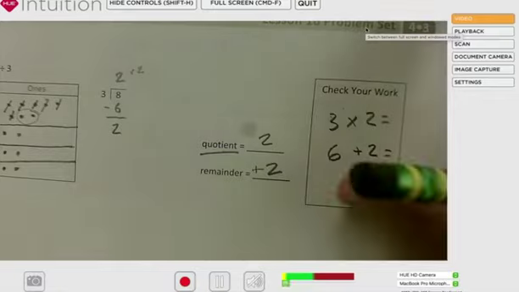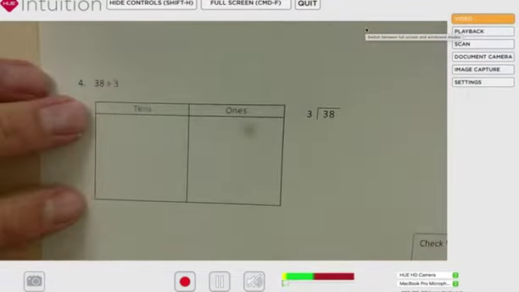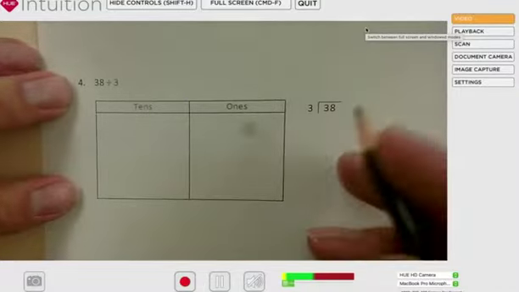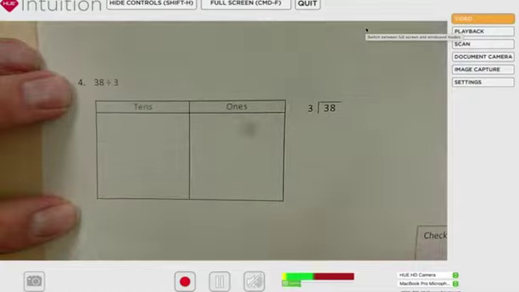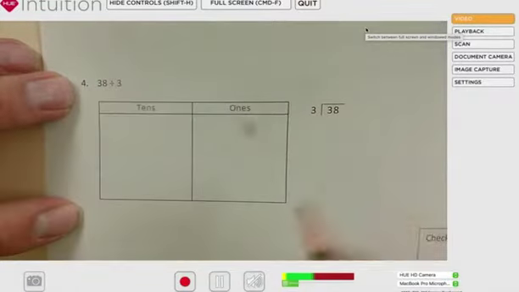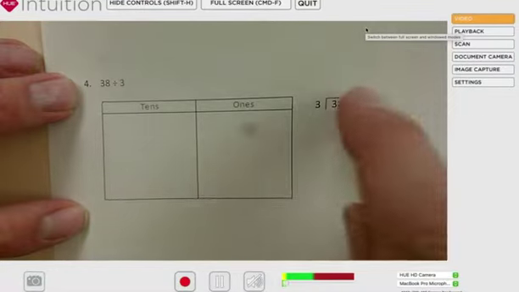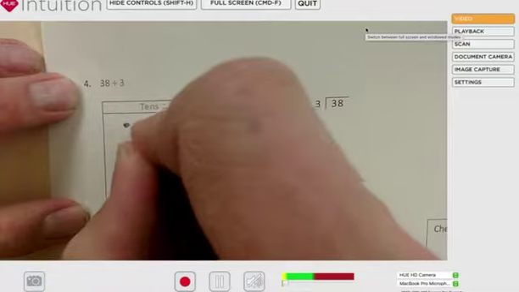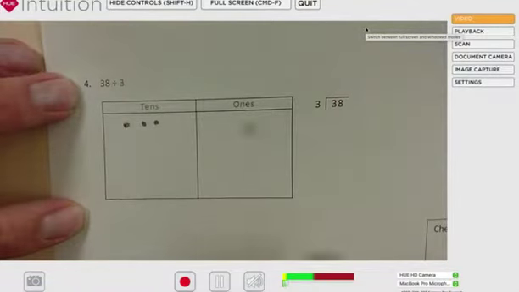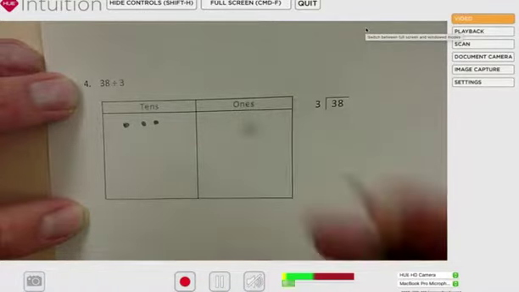Last, but smurfingly not least, let's kick it up a notch, shall we? You guys are doing very good. Thank you for following along. Thank you for staying with me and doing exactly what I do. Last but never least, 38 divided by 3. How many 10s do we have in the dividend? Yep. How many 1s do we have in the dividend? Yep.